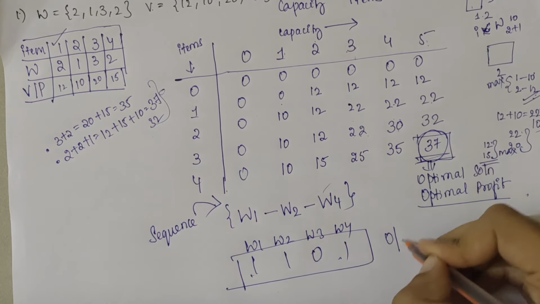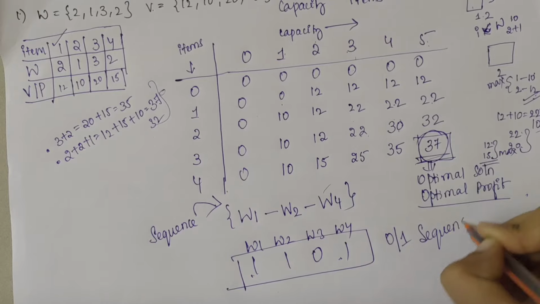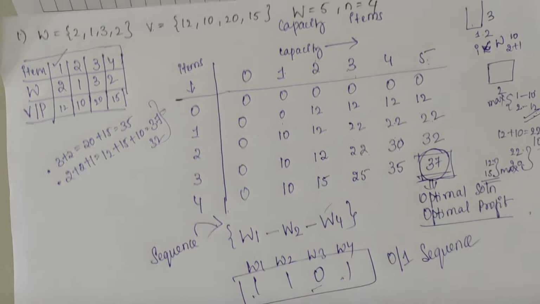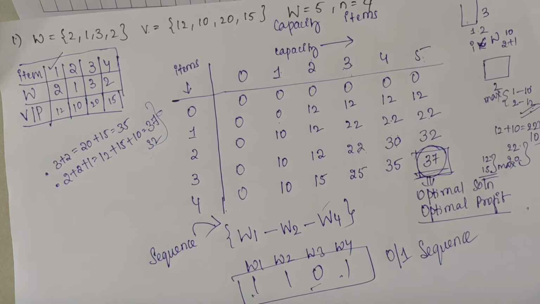This is called a 0 1 sequence also. That is, whichever weight you are considering, put 1 there. Whichever weight you are not considering, put 0 there. That's it. So this was one question. Let's look into the next question.